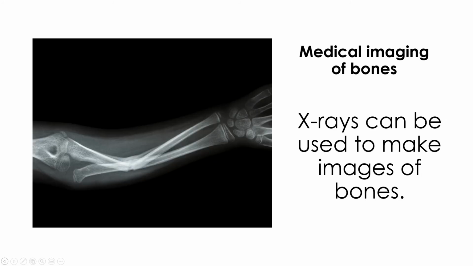X-rays. X-rays can be used in medical imaging to detect broken bones. That is because X-rays pass easily through the skin, but not so easily through those bones. In fact, it is refracted by the bones, and so we get this image.